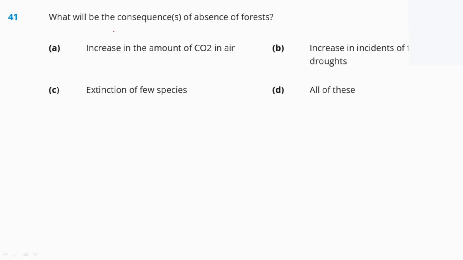Next, what will be the consequence of the absence of forest? So absence of forest will increase the amount of carbon dioxide in air. This is correct. Increase the incidence of floods and droughts. This is correct. Extinction of new species. This is also correct. So all of these are going to be the right answer.